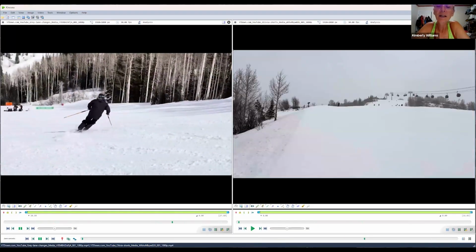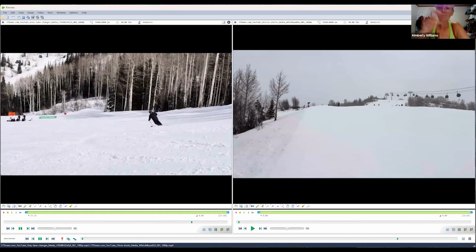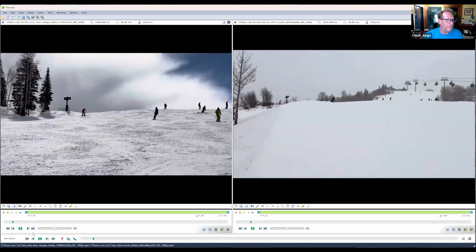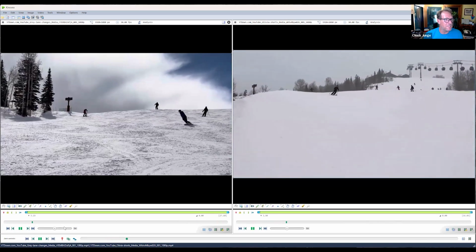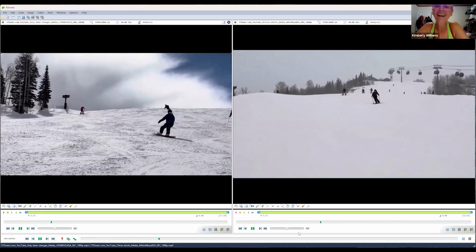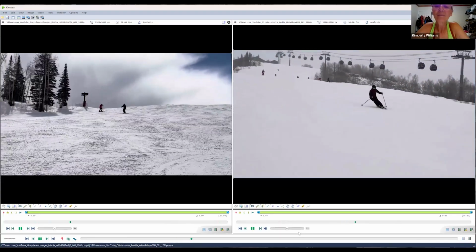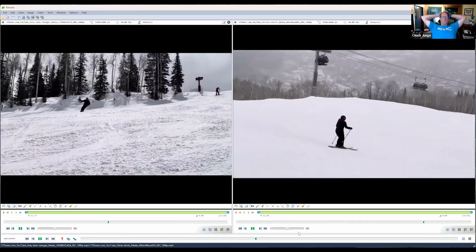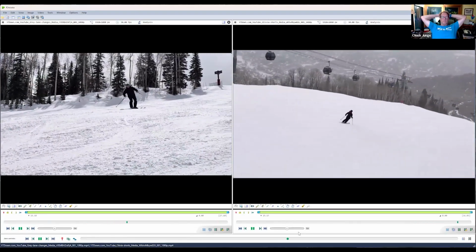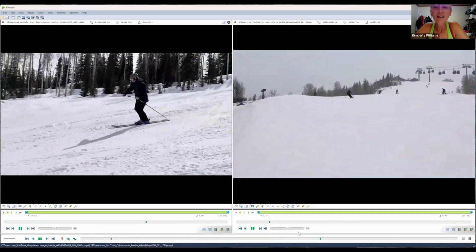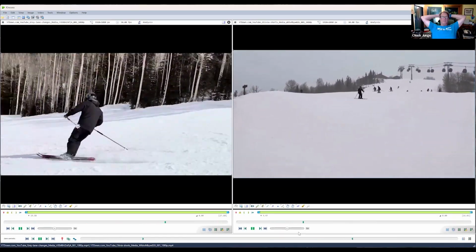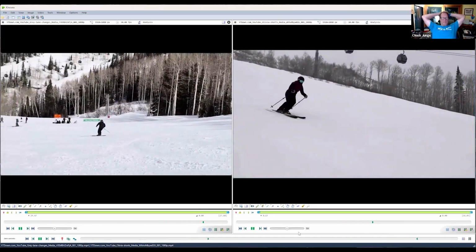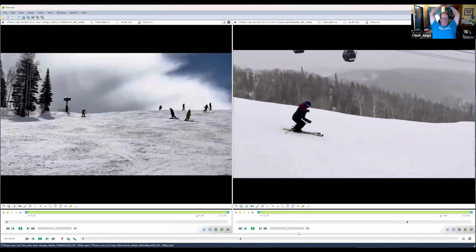Let's see, in terms of the different phases of the turn, I need to see her again. Hold on, got one over here that's slower than the other. So what are the skis doing at the initiation? She unweights, they go flat. Sorry, that was edging and pressure. Let's stay in rotation.